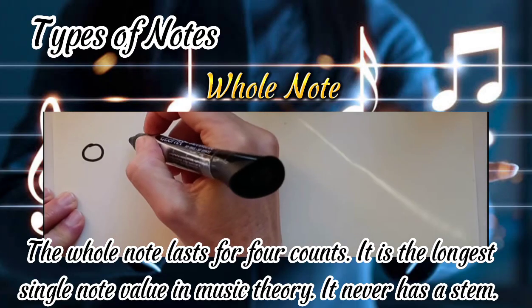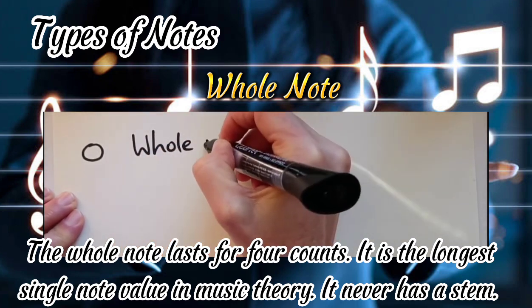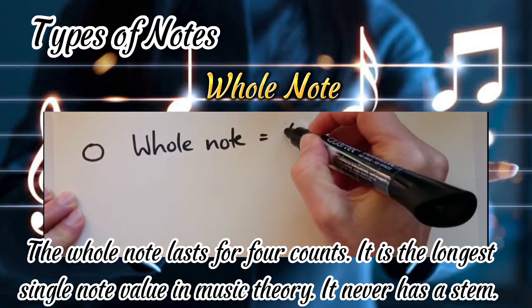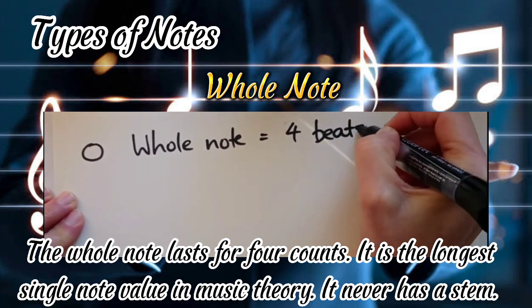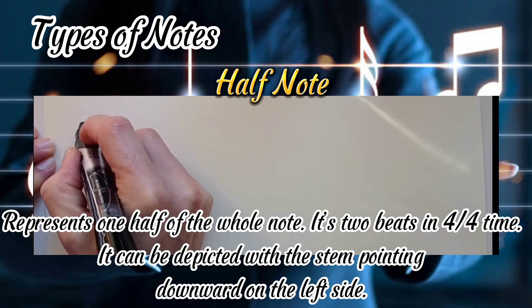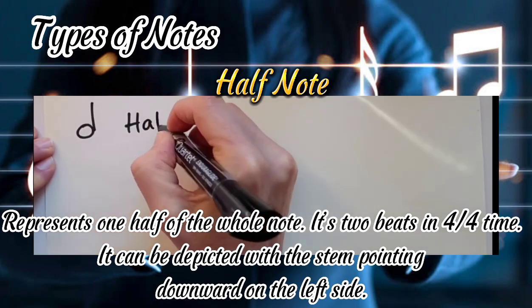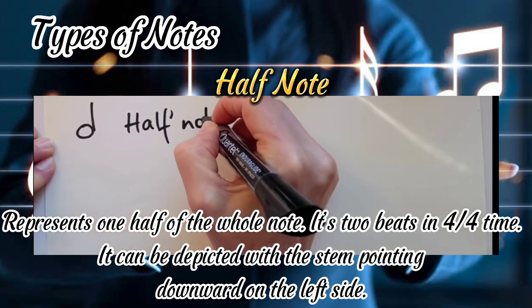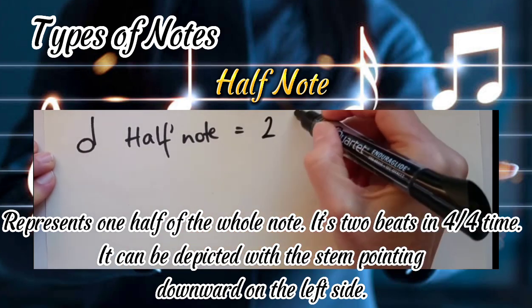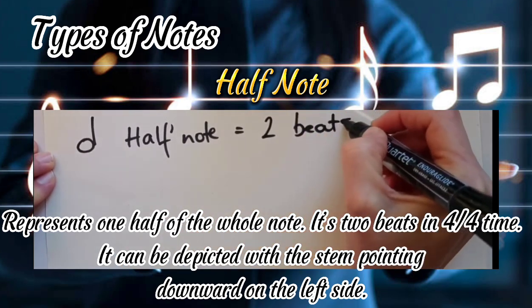First is whole note. It lasts for 4 counts. It is the longest single note value in music theory. It never has a stem. Next is half note, which represents 1/2 of the whole note. It's 2 beats in 4/4 time. It can be depicted with the stem pointing downward on the left side.